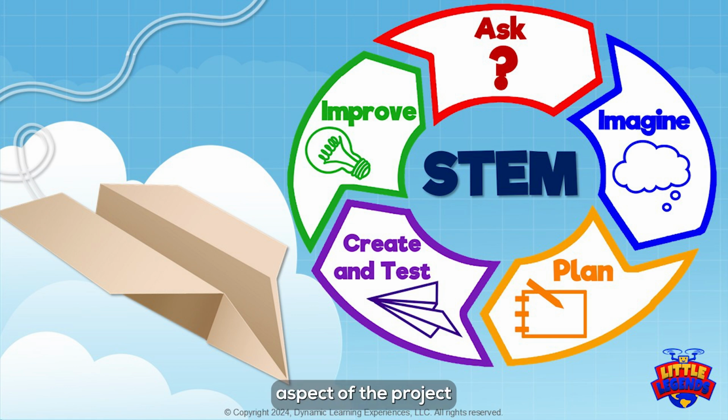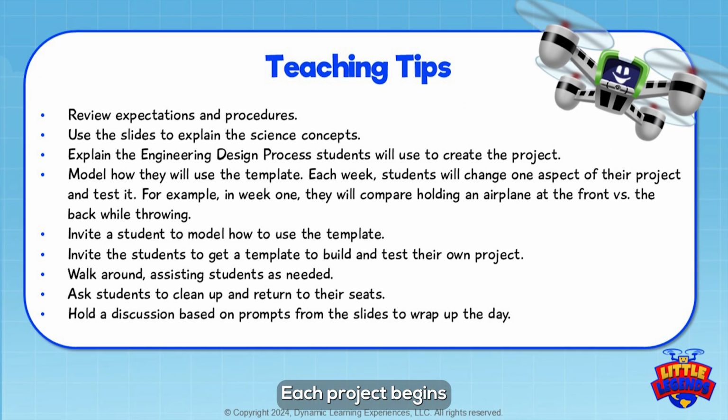Students will modify one aspect of the project each week and then test it. Each project begins with a review of the engineering design process and a science discussion. The students then follow along with the blue background slides, step by step, to create their project. After creating their projects, students will test and redesign them as time permits.